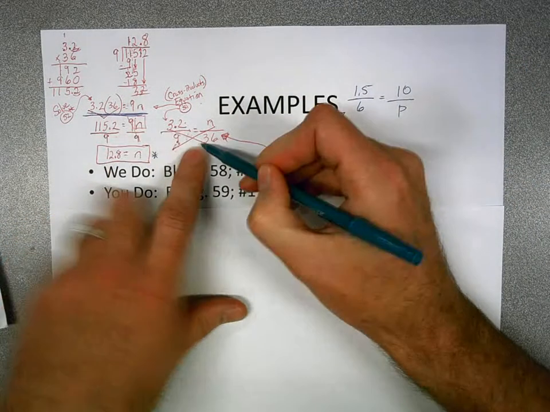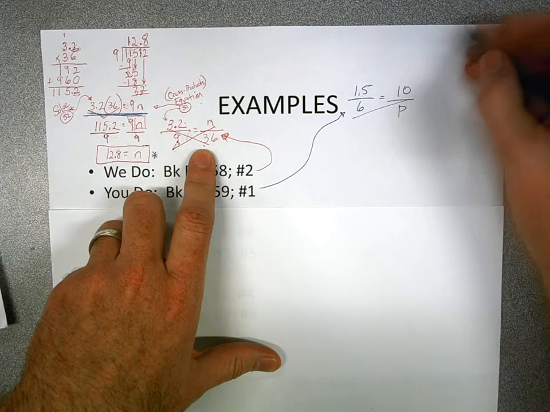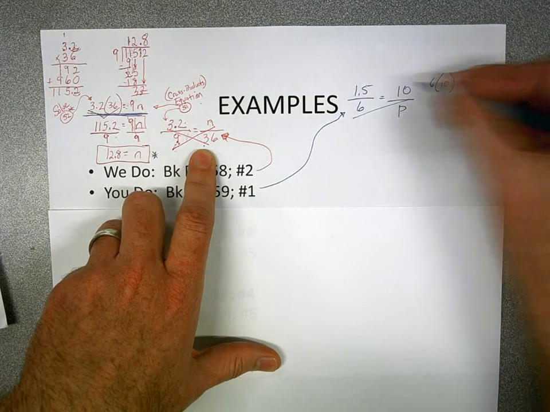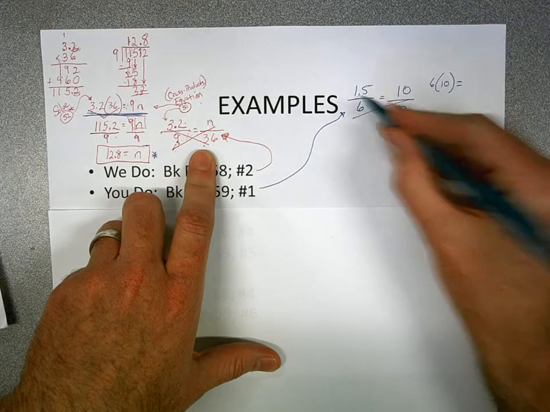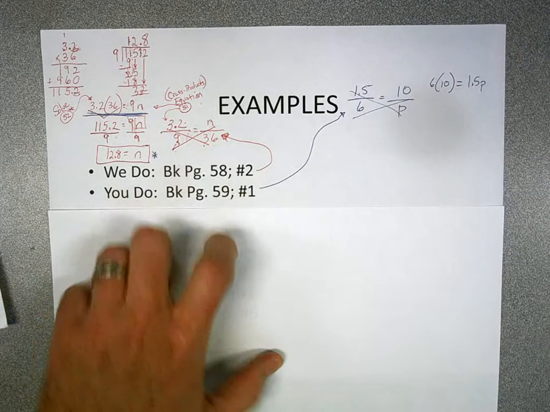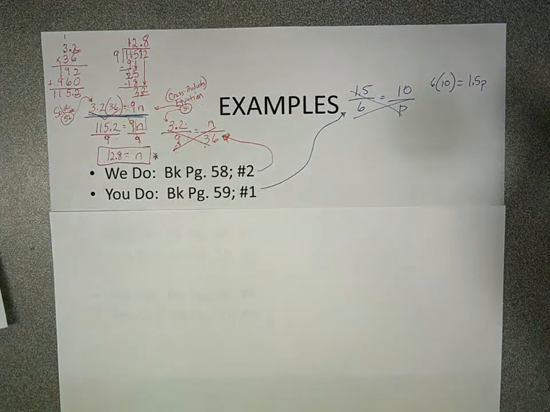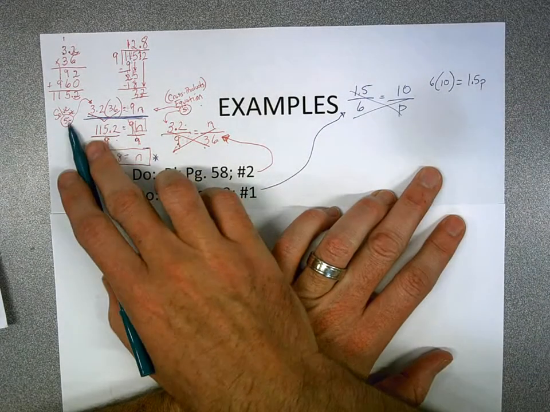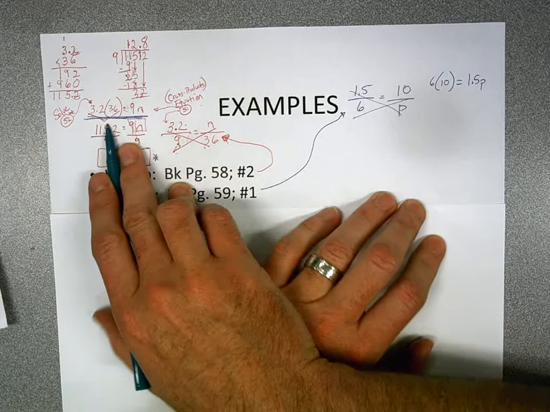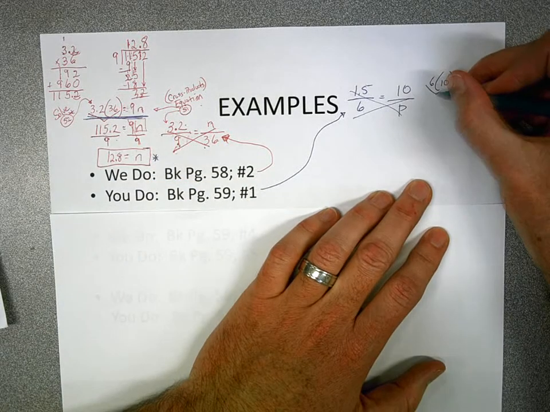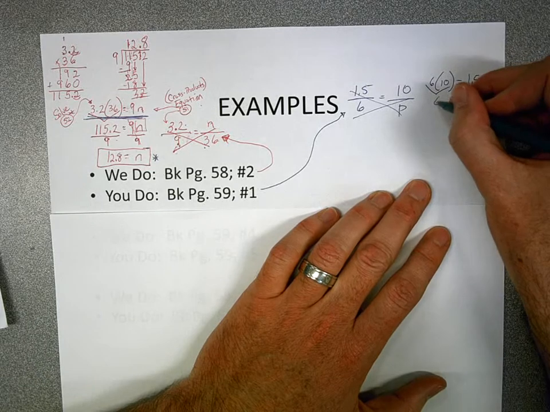So here we go. 6 times 10 is the same or equal to 1.5 times P, 1 and 5 tenths P. So now, remember, I have my equation. Step 2 is solve. The star was to simplify possibly one of the expressions. This one's a lot easier than the last one, right? 6 times 10 is just 60.